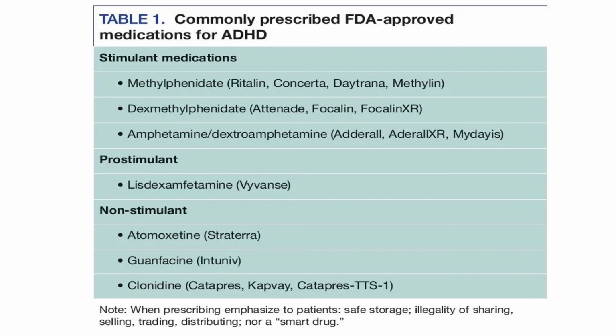Okay, what about the non-stimulant? So there's a few in that group, and really the first one is an antidepressant in a way in some countries, but it's also used as a medication for ADHD. So atomoxetine, it's a blocker of norepinephrine reuptake. So it's basically a SNRI, right?